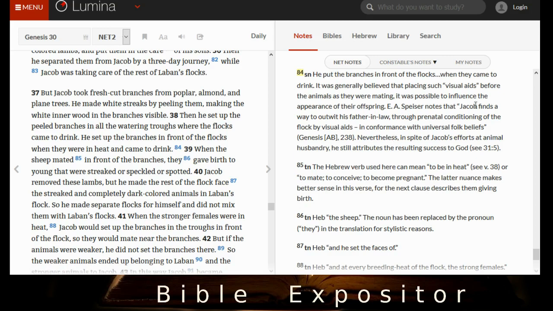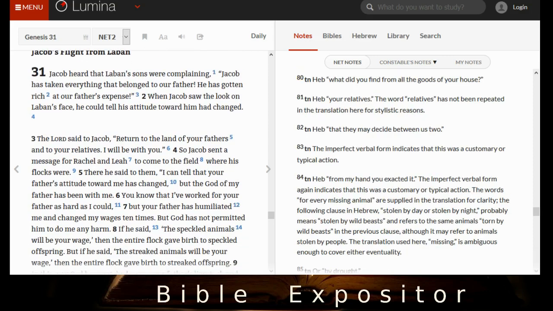But his plot is to outwit his father-in-law through prenatal conditioning of the flock by visual aids, and yet he will still attribute the success of this to God. So at least he has that, and we can see that he's kind of a changed man by now because of that earlier encounter. But he does have a plan to at least keep the herds, the flocks, separate, so that they don't get mixed up, and so they know whose is whose. But at the same time, this is going to work out to his advantage. So now we'll go down to chapter 31.